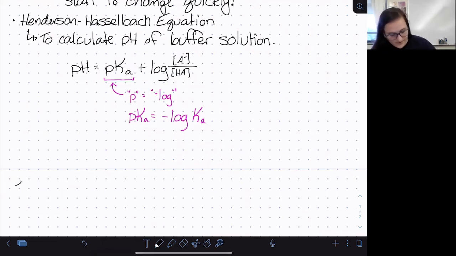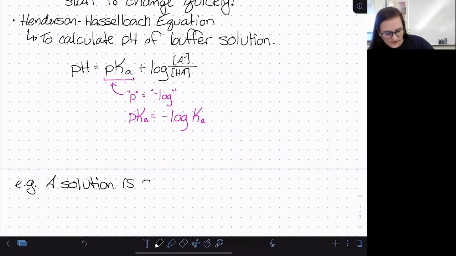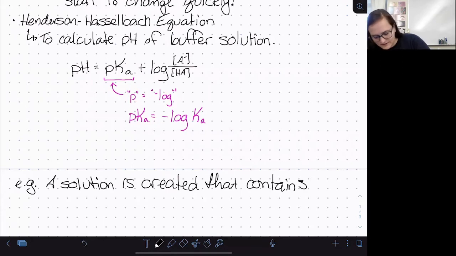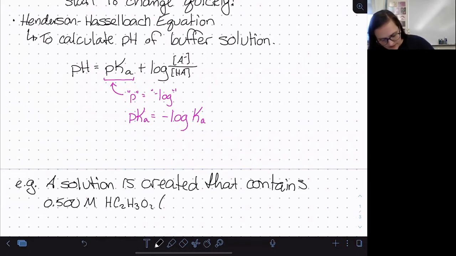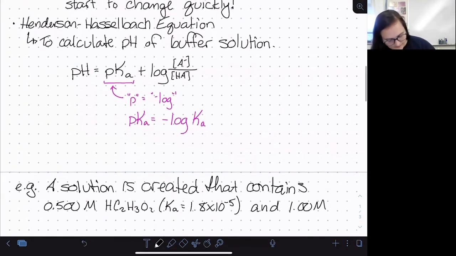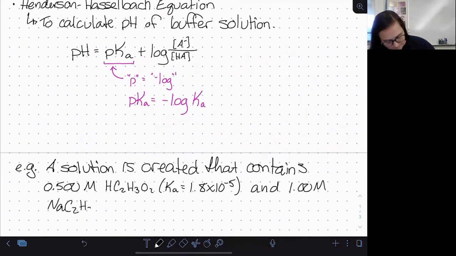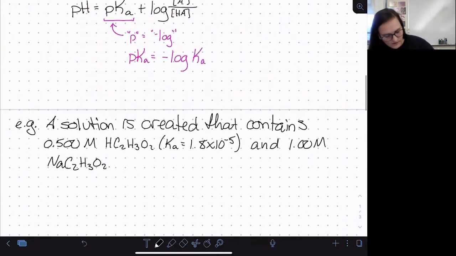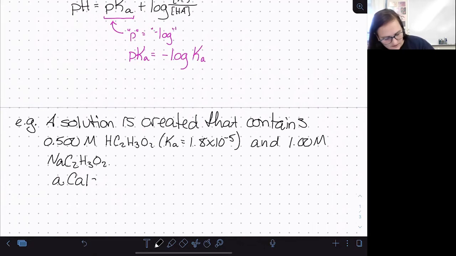So for example, let's say a solution is created that contains 0.5 molar acetic acid, which has a Ka of 1.8 times 10 to the minus fifth, and 1 molar sodium acetate. We can calculate the pH of this solution.